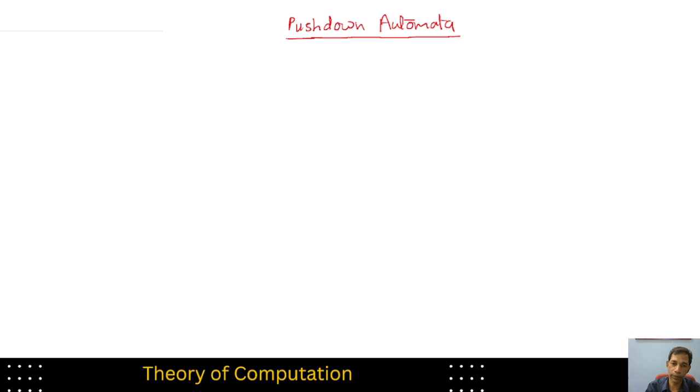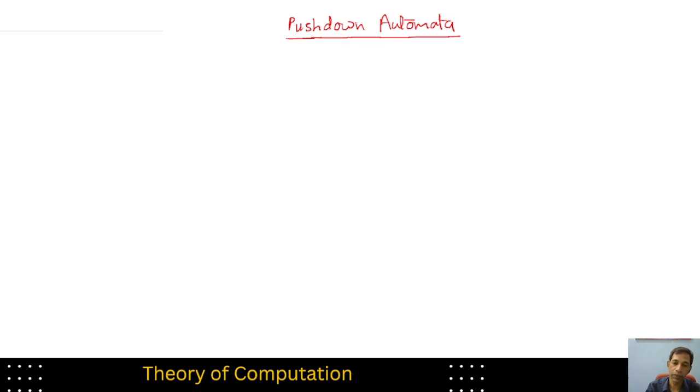We have constructed the pushdown automata for given context-free languages, and you know that a context-free language can be described with the help of the context-free grammar. So if you are given some context-free grammar, and you are asked how you can construct the pushdown automata for it.